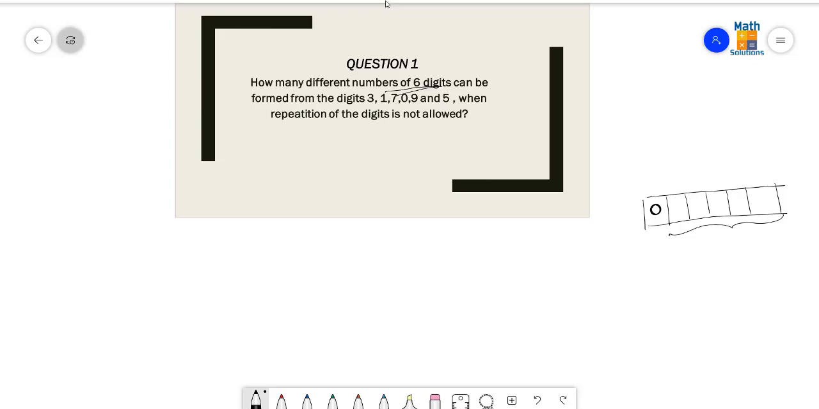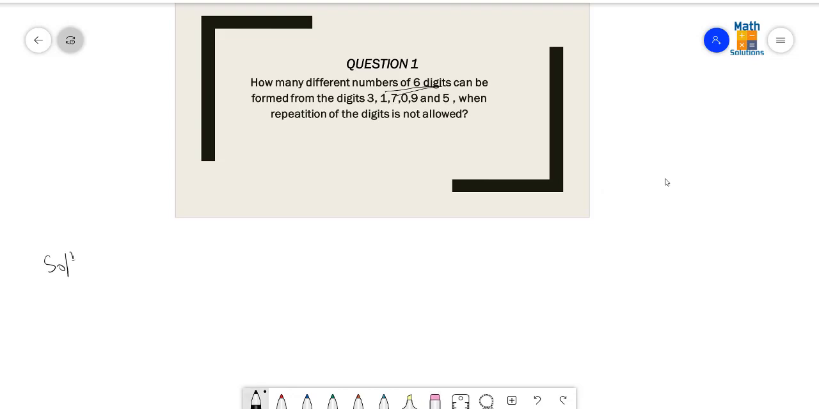So in this case, first of all we shall write what are the things given in the question: the digits, the number of digits, and then the digits provided for framing those 6 digit numbers. So here is the solution part.